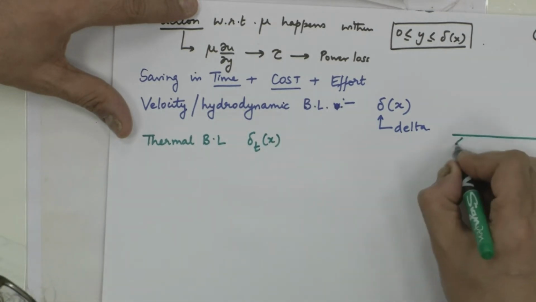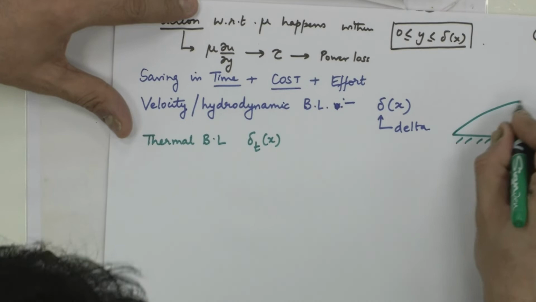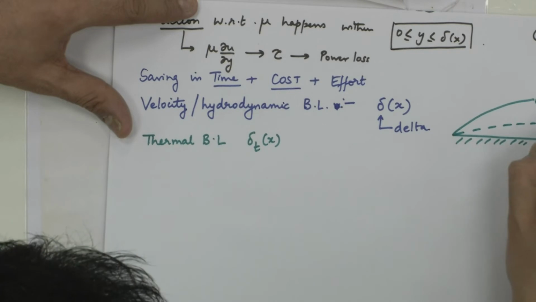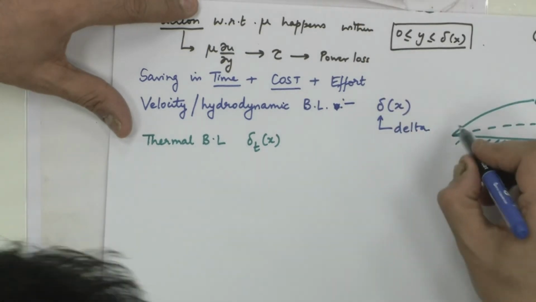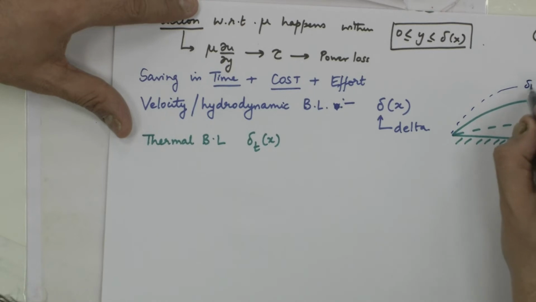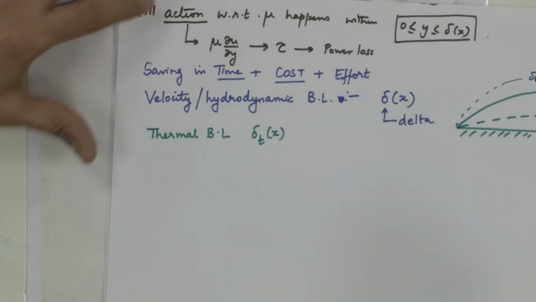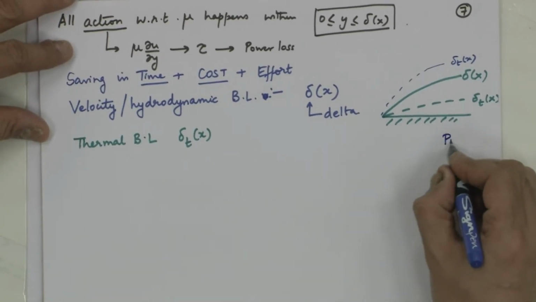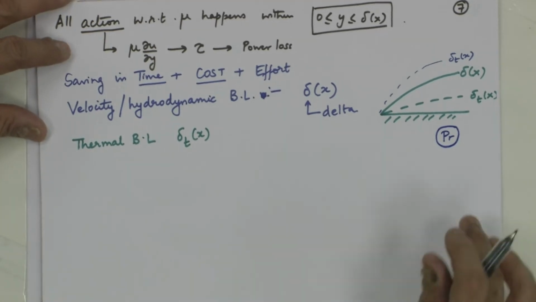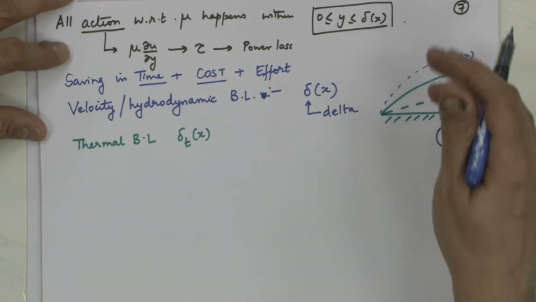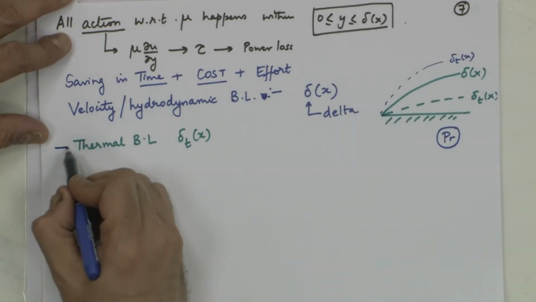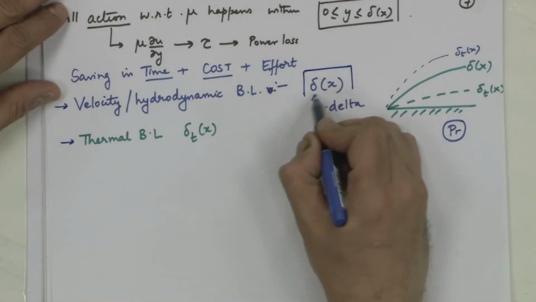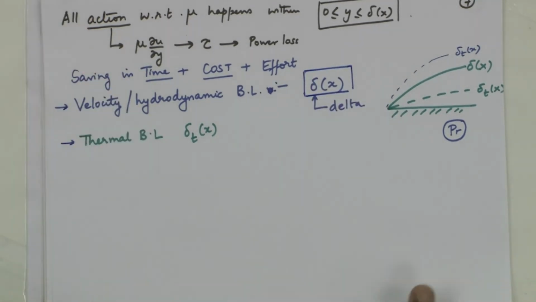So, if this is a flat plate, this could be your delta of x and this could be your thermal boundary layer, or your thermal boundary layer could also be here. That takes us to a different world altogether. Heat transfer is defined based on a certain thermophysical property called the Prandtl number, and the Prandtl number dictates whether this delta T would be above or below delta x. That is beyond the scope of our fluid mechanics course right now. So, this is something we need to remember, appreciate and accept.